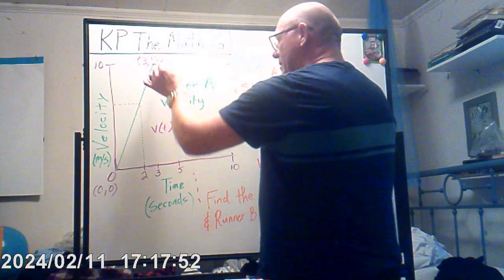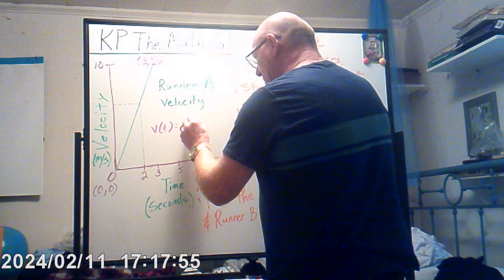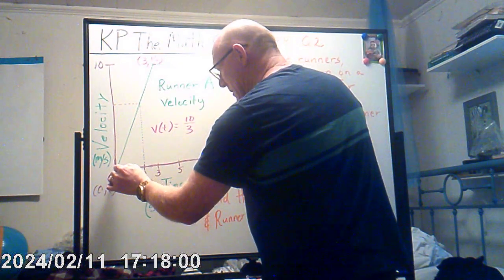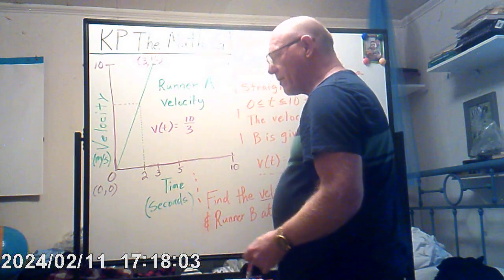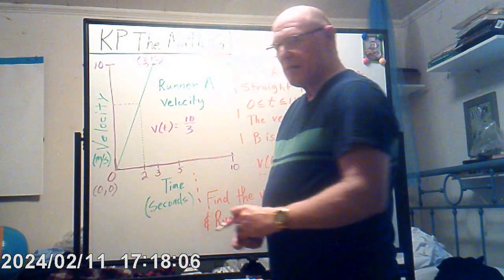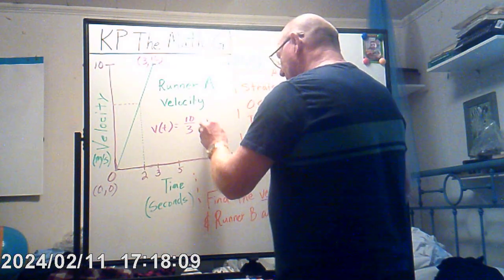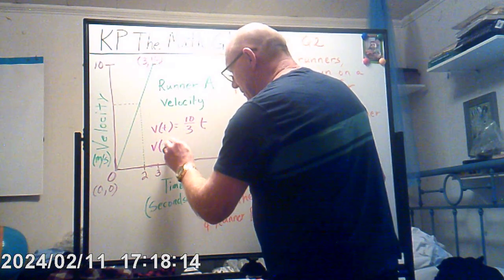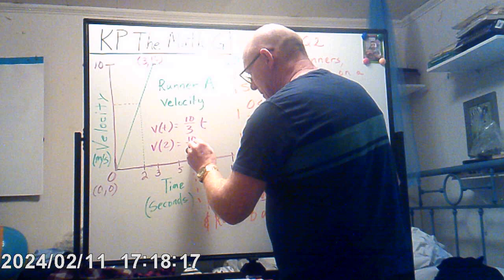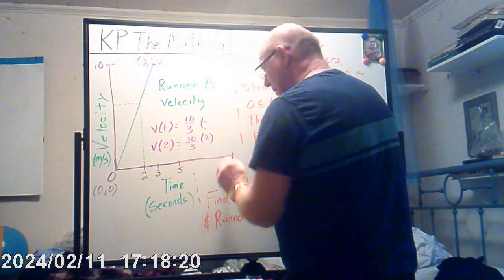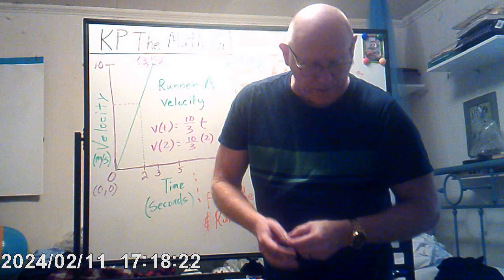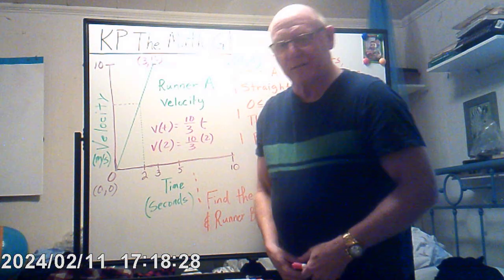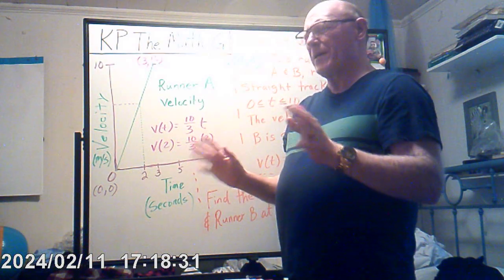Now, I know that the slope is 10 over 3, and since the v-intercept is at 0, 0, I can just say 10 over 3 times t. Now I just want to find v at 2, so 10 over 3 times 2. If you look at the answer, it's not going to explain this to you. You just got to know that. I had to think about it just for a little bit.